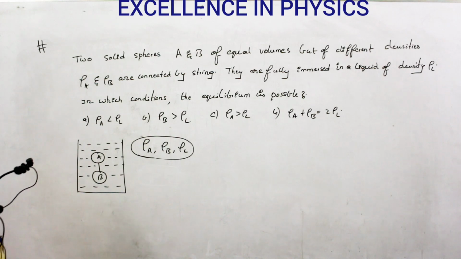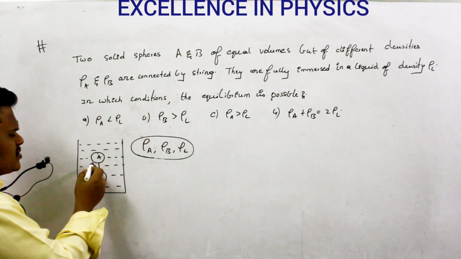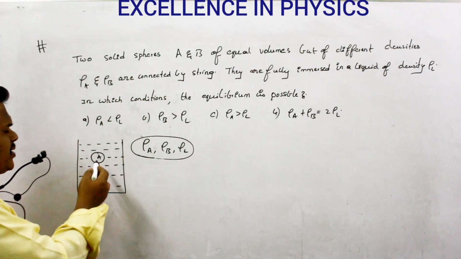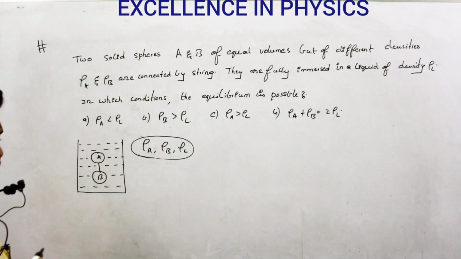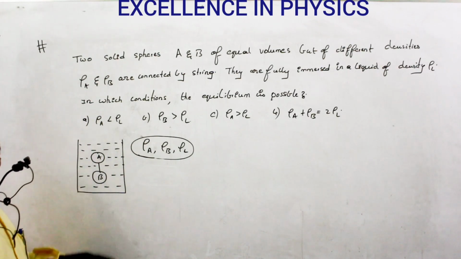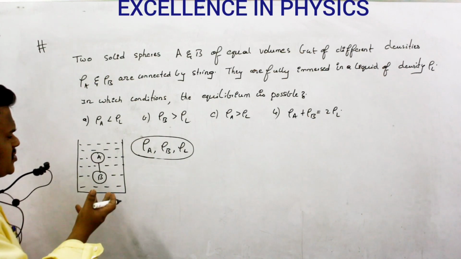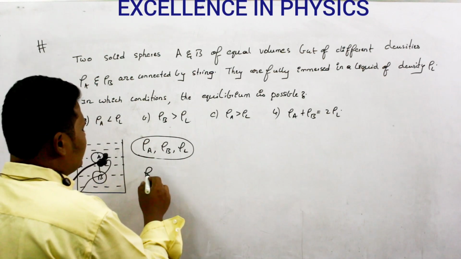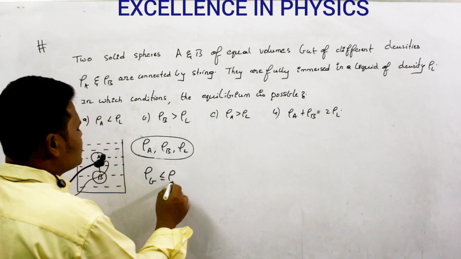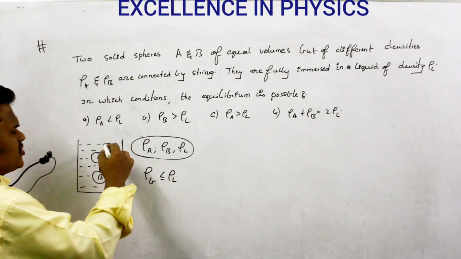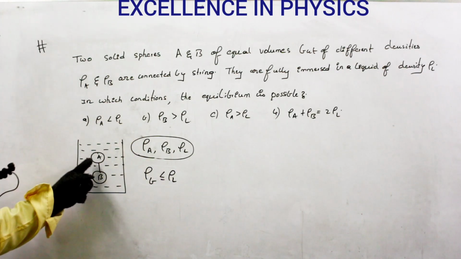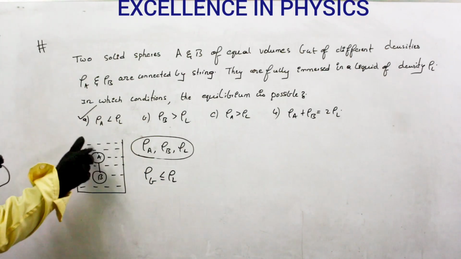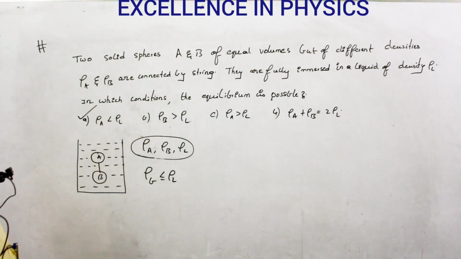Then what will happen? As this body A is above body B, definitely body A is trying to move upwards. It means that the density of body A should be less than the density of liquid, because this is the principle of flotation which we have studied. A body will float when the density of the body is less than or equal to the density of liquid. As this body is trying to move upwards, I can say the density of body A should be less than the density of liquid. So my first condition is satisfied: rho A is less than rho L.